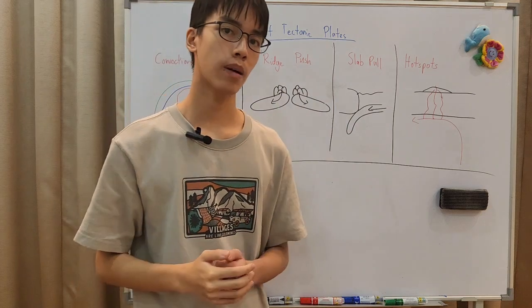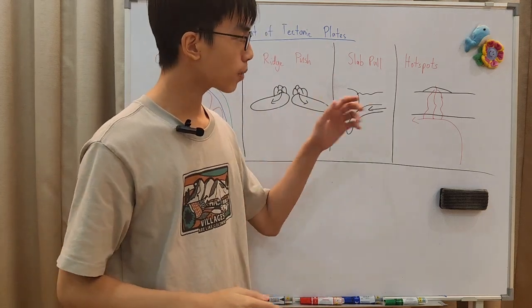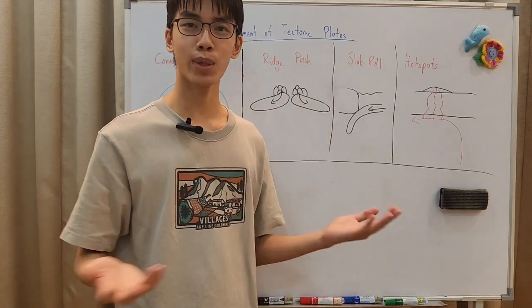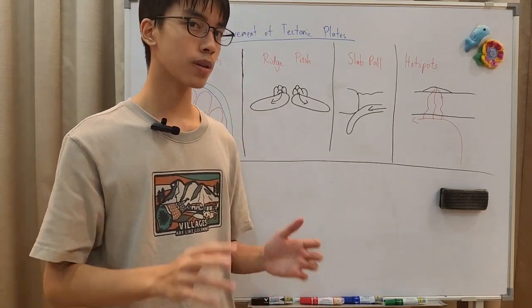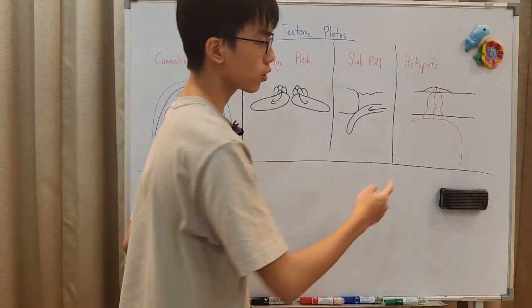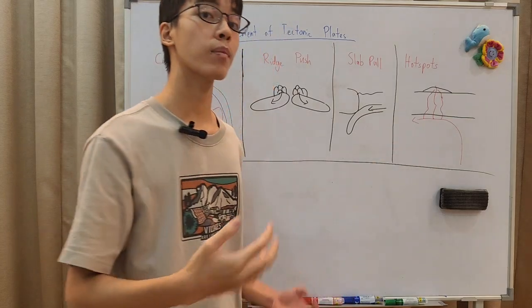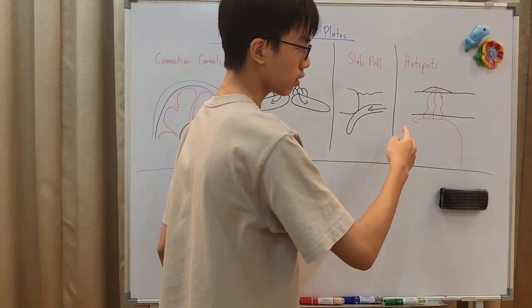They don't happen at plate boundaries at all. In fact, hotspots happen in the middle of nowhere. You can see in Hawaii, it's in the middle of the Pacific Ocean with no plate boundaries, but they still happen. So you have convection currents, magma wanting to rise up, and there are no plate boundaries here.